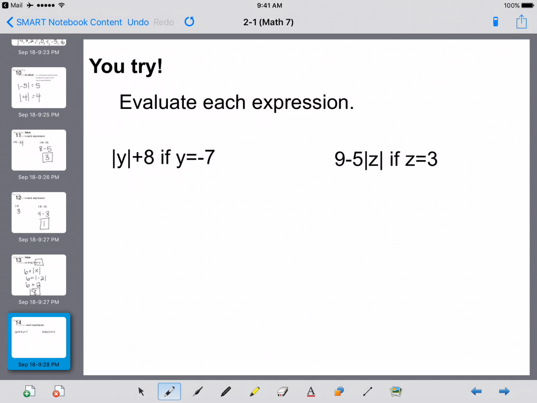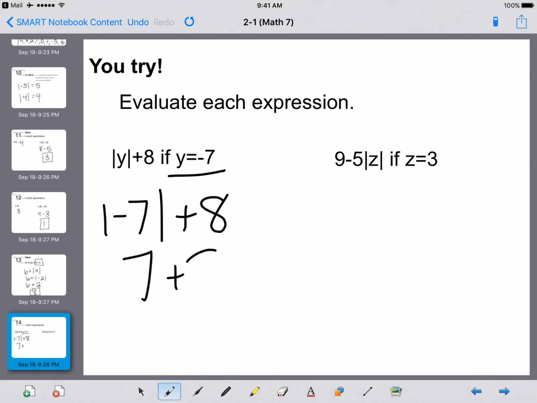I want you to go ahead and pause and try these ones on your own and check back with what I got. So the absolute value of y can be replaced with negative 7 plus 8. The absolute value of negative 7 is 7, plus 8, which gets us 15.